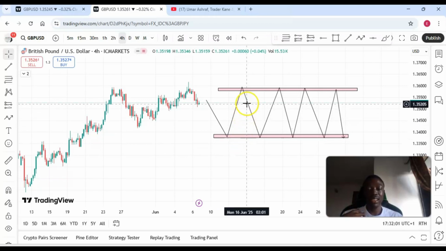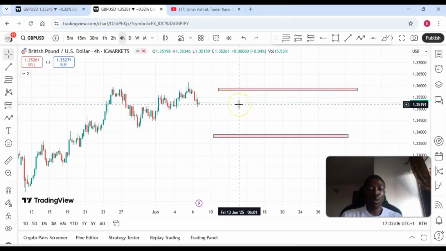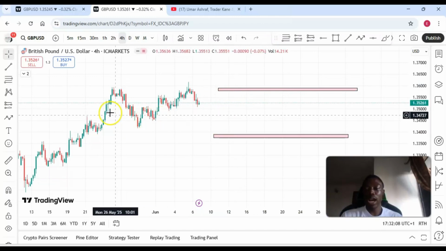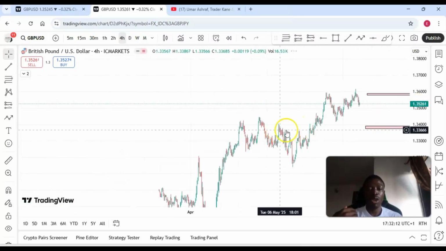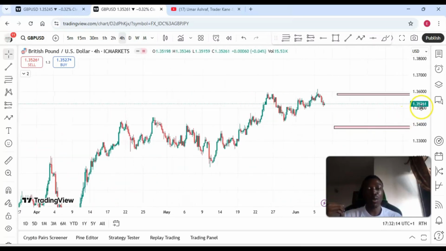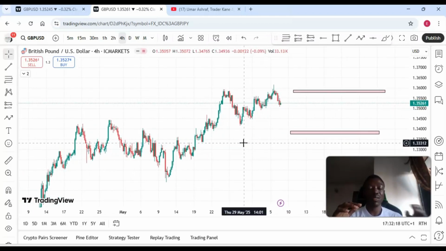Now, like I said, resistance is up and support is down. And how do you spot a resistance level? You simply look at the past market chart or market structure, scan your chart, look at what has happened in the past, where price has reacted, and where a selling pressure or a high got into the market.